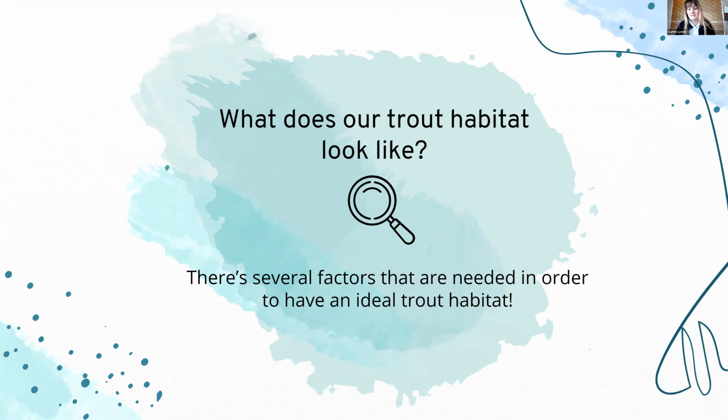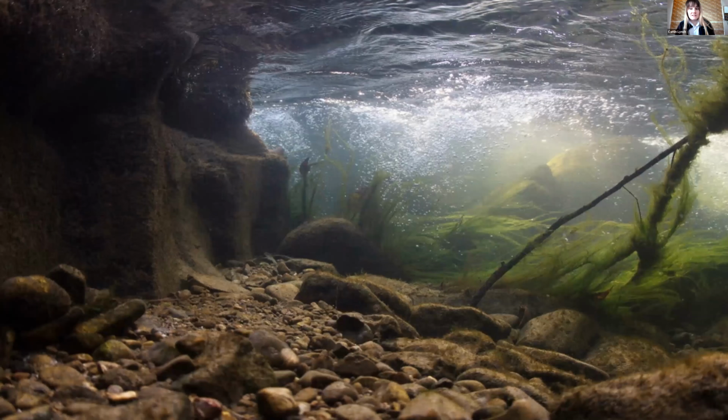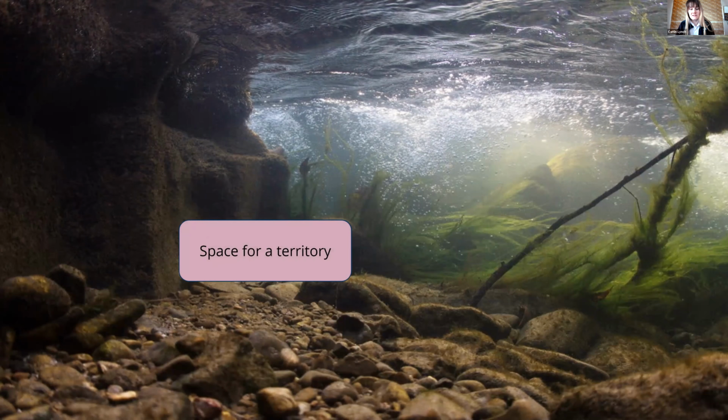There are several factors that are needed in order to have an ideal trout habitat. This might be what you would see if you put a camera down on the bottom of the river floor, or if you were swimming in the river and you had goggles on, you could see this underneath the water surface. We can see a couple things right off the bat here that our trout are going to need. One thing is the space. They've got lots of space for territory. There might be areas to go around. It looks like there's not a whole lot of other fish in this area.